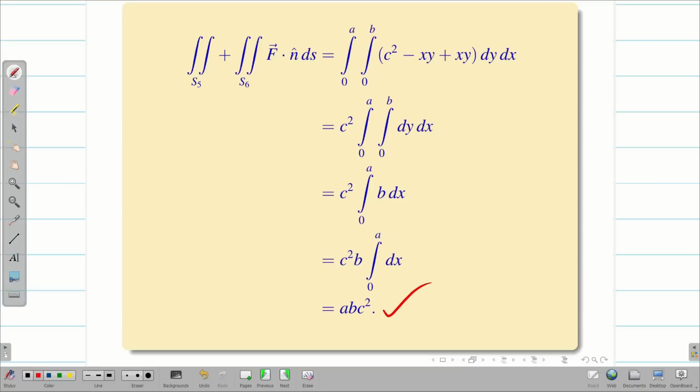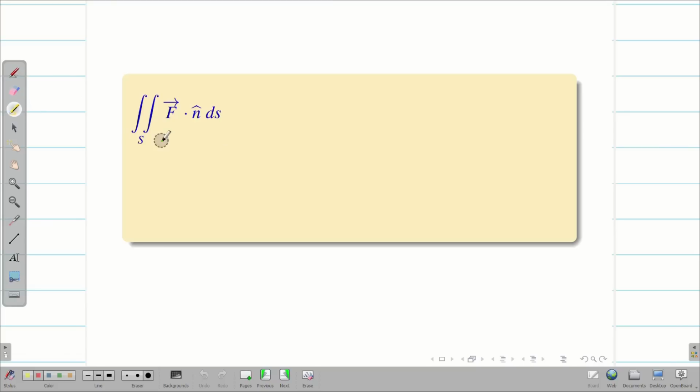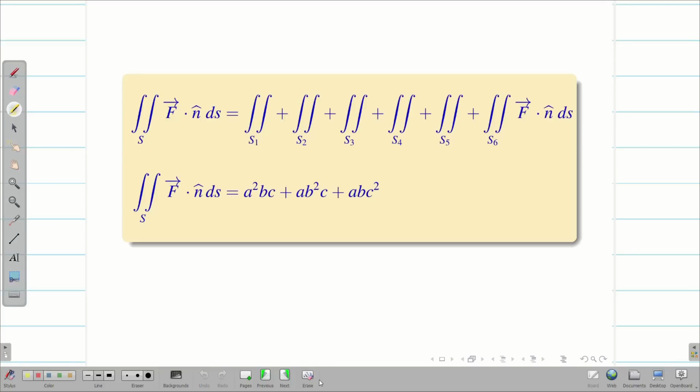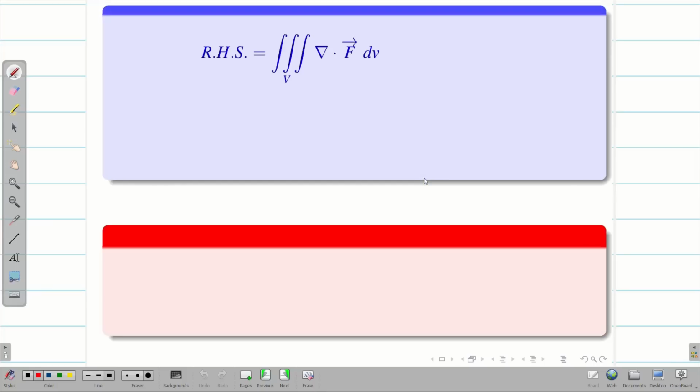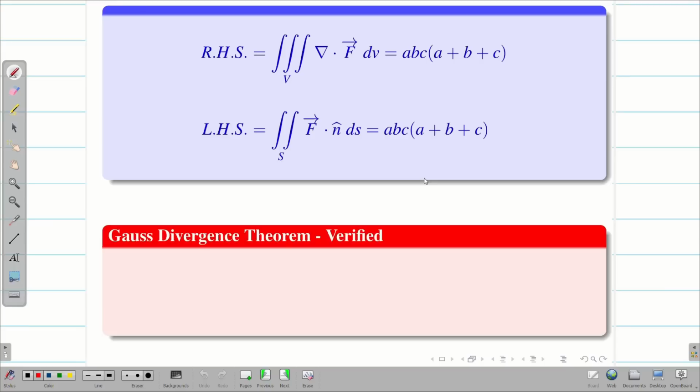So now in 3 steps we found all the 6 surfaces. We have to add this. Double integral over S of F vector dot n cap dS is going to be the summation of all the 6 surfaces. A square bc plus ab square c plus ab c square. Now we can take ABC in common. Therefore, my answer is going to be ABC into A plus B plus C. Therefore, my RHS is also ABC into A plus B plus C. I get the LHS, that is also equal to ABC into A plus B plus C. Therefore, Gauss divergence theorem is verified for the given rectangular parallelepiped.